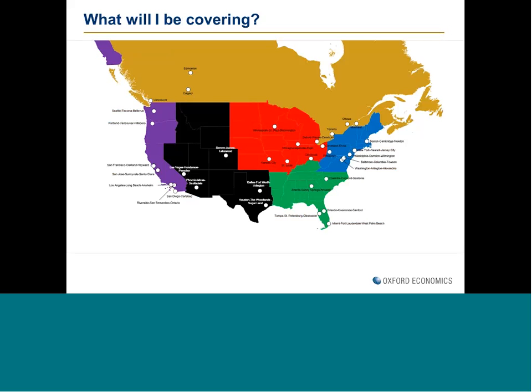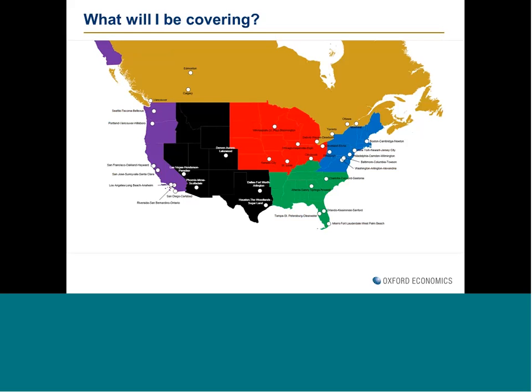So subnationally for the US, Oxford Economics provide a full range of data and forecasts for both states and Metropolitan Statistical Areas, or metros as I'll be referring to them throughout this presentation. It's important to note our metro boundaries are the most current, as released in February 2013 by the Office of Management and Budget, while for Canada we cover both provinces and metro areas.